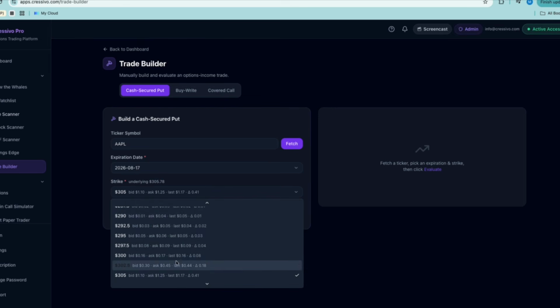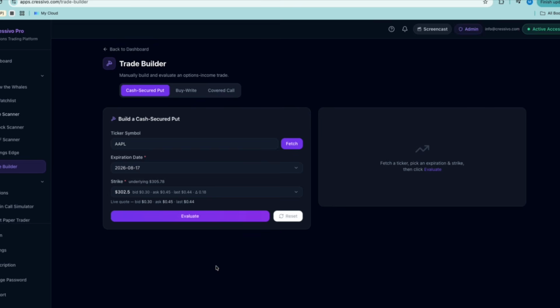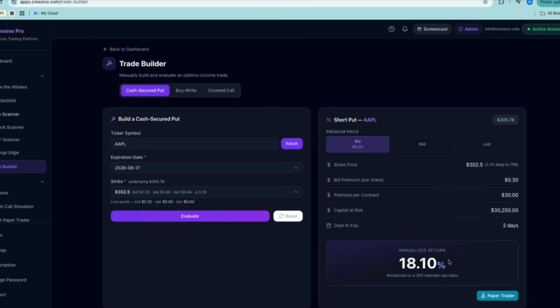So let's start with kind of something middle of the road. Let's say an 18 delta. That's a 302.50 strike price. And right now the stock is trading at 305 and change. So now this one pays a little bit lower rate of return because it's not as volatile as Tesla.